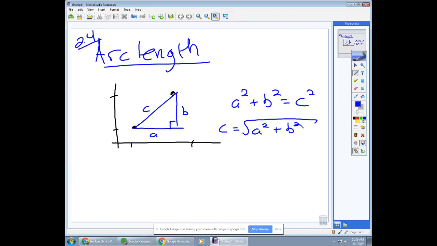So we're going to apply the Pythagorean theorem to things that aren't straight and see what happens. Oh dear. So the distance formula is just the Pythagorean theorem.